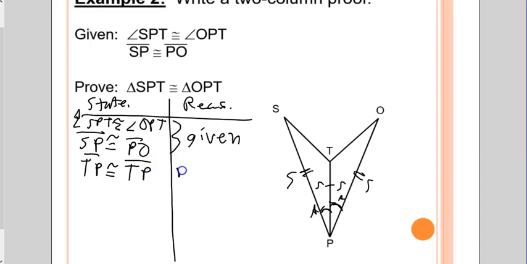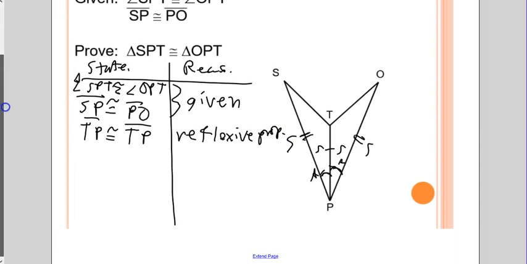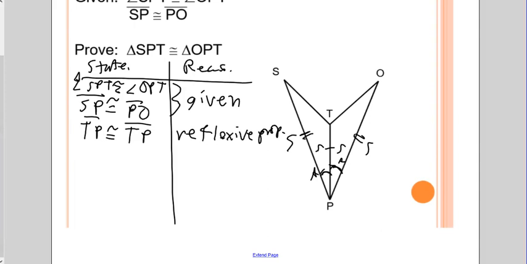And this is called the reflexive property. Now think about what reflexive means. If you look in the mirror, you see a reflection of yourself. So the reflexive property says something is equal to itself. Very simple. And then we've done it. We can say that triangle SPT is congruent to triangle OPT. And what reason? SAS. That's it. Remember, hit pause if you need to.